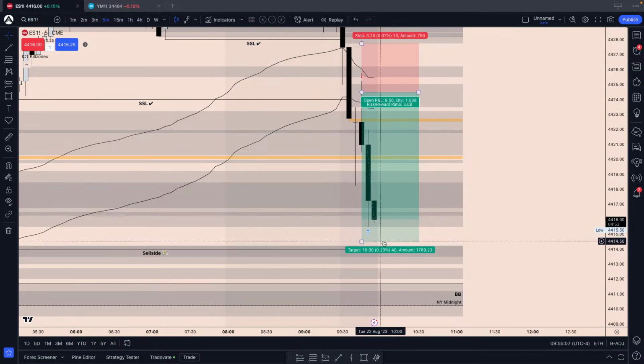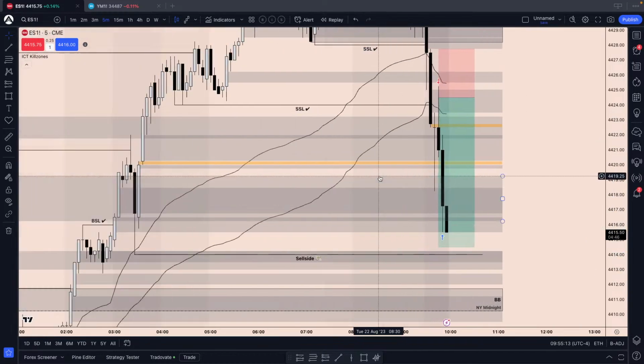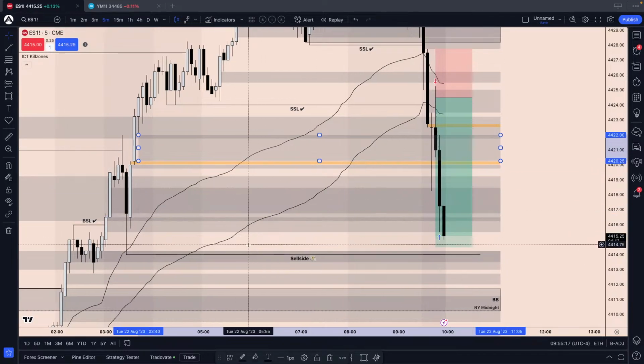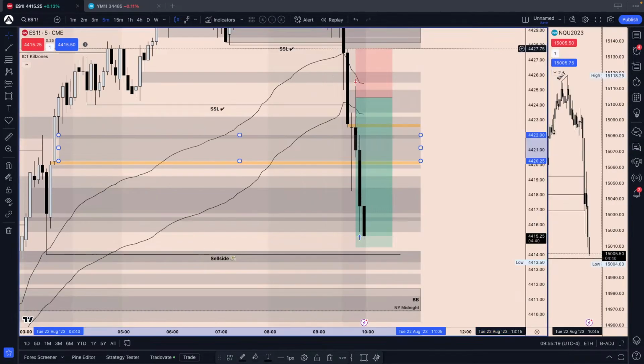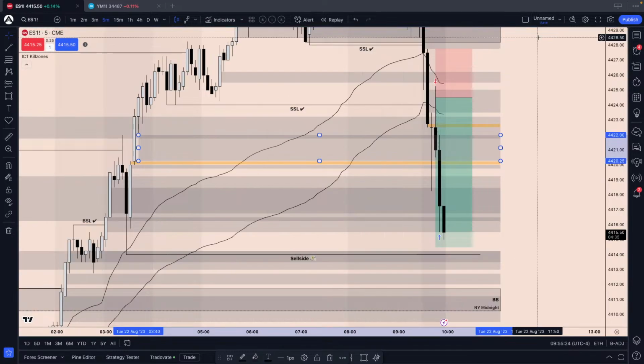Let's see, 10 handles. Can we continue lower of this fair value gap? So now we close below this bullish one, and below this bullish one, we're about to clear that sell side. Let's check on NQ quickly. NQ is also about to clear that exact same sell side.